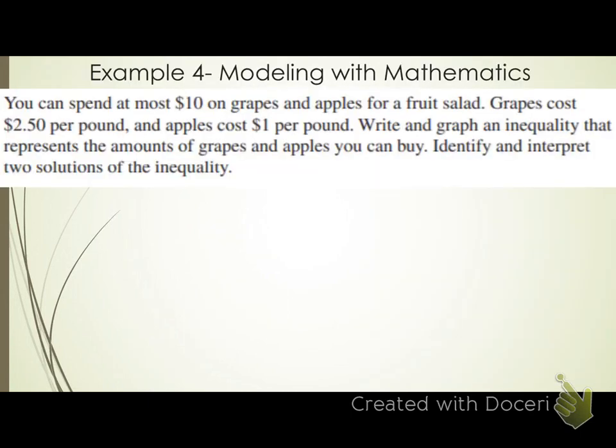Here we go. My last example. You can spend at most $10 on grapes and apples for a fruit salad. Grapes cost $2.50 per pound, and apples cost $1 per pound. Write and graph an inequality that represents the amounts of grapes and apples you can buy. Identify and interpret two solutions of the inequality.